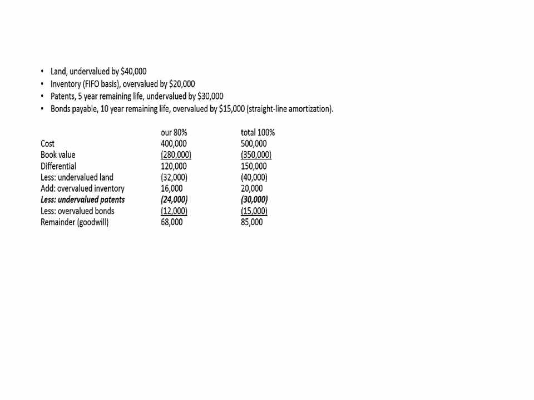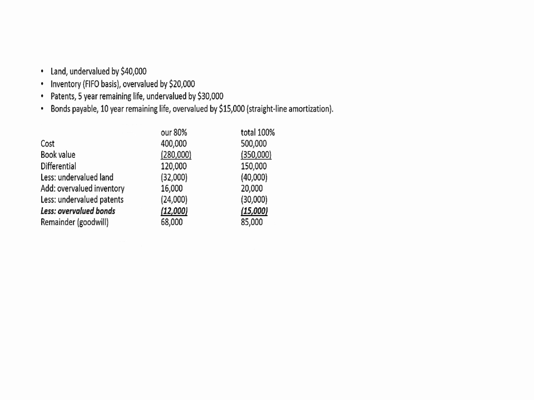Next we have the undervalued patents. Again, $24,000 was our share. They've got a 5-year life, so $24,000 over 5 years will be $4,800. And so we have $4,800 of amortization. Again, the amortization is not an amortization of the patent itself, it's an adjustment to the investment income and the investment. And then finally the overvalued bonds, $12,000 amortized over 10 years, so $1,200 per year.